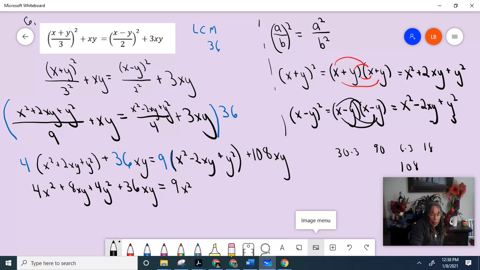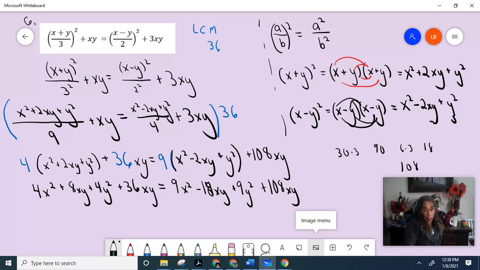9x squared minus 14xy. That's 18. I'm sorry. 9 times 2 is 18. It's a positive times a negative, so it's a negative. Plus, and you're probably not listening to this anyway, because you probably fast forwarded to the answer, and that is awesome. Plus 108xy. Okay, so let me just check my work here. 4x squared plus 8xy plus 4y squared plus 36xy equals 9x squared minus 18xy plus 9y squared plus 108xy.